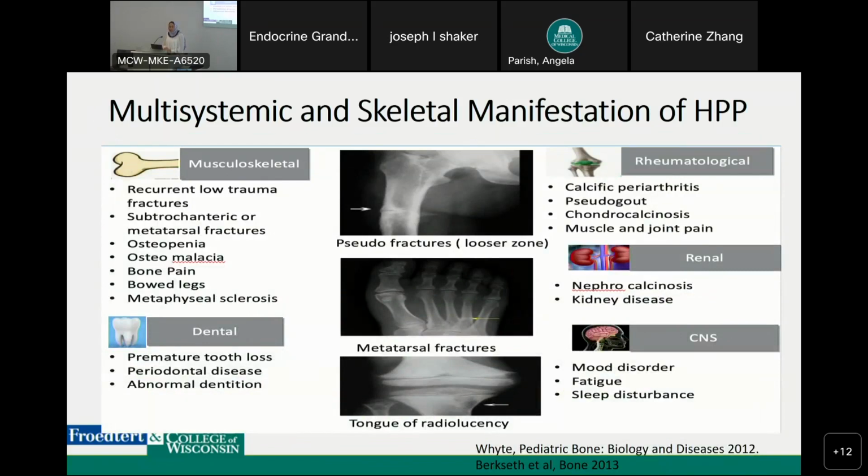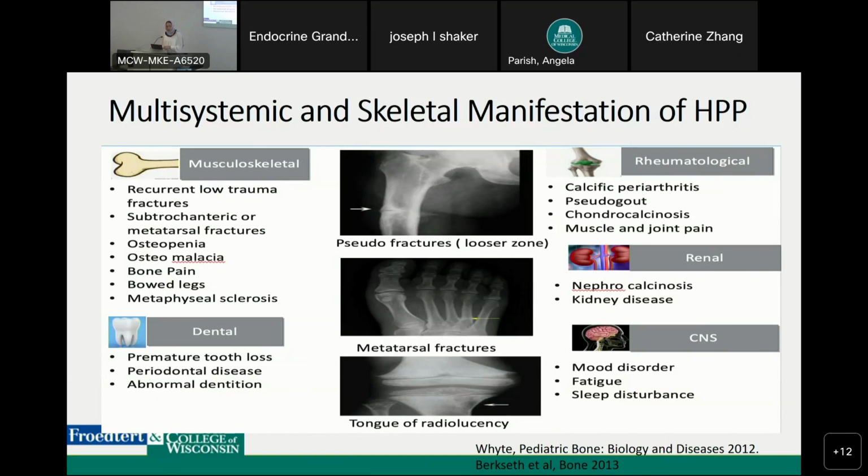So these are the possible multisystemic and skeletal manifestations of hypophosphatasia. In the musculoskeletal system, we have recurrent low trauma fractures, chronic bone pain, and metatarsal sclerosis and fracture, which is a very common form of fracture. And then there are pseudofractures, which are one of the characteristics of hypophosphatasia, where we have a Looser zone, and I'll also talk about that.